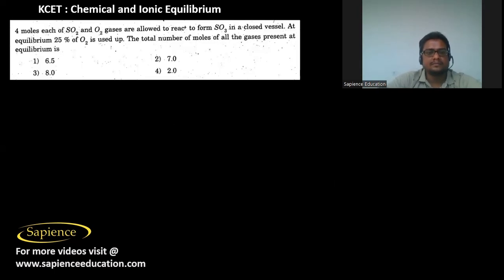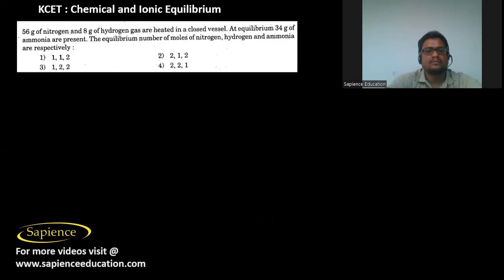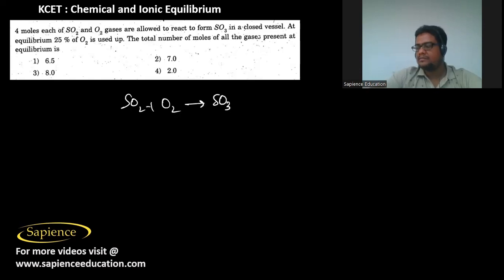Here it is told that 4 moles of SO2 and O2 gases are allowed to react to form SO3 in a closed vessel. At equilibrium, 25% of O2 is used up.